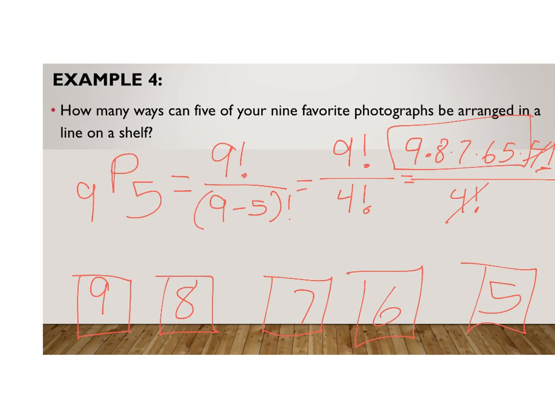So I can put that in my calculator. We just did 9 and 5. So this is 15120. We just figured it out. So that's your answer. That's how many ways you can arrange five of your 9 favorite photographs.